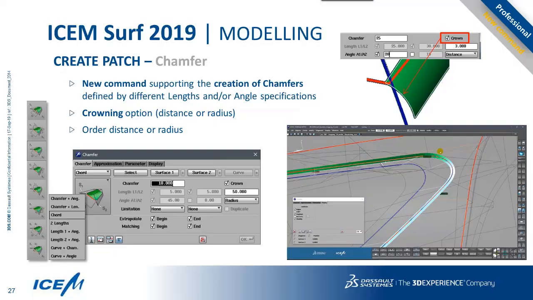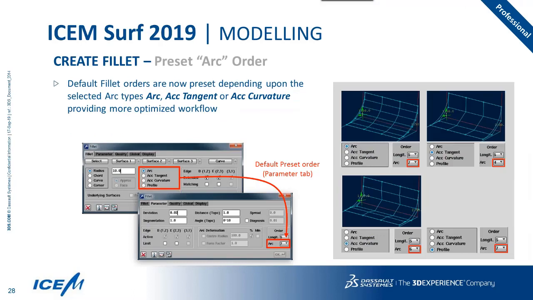Okay, moving on. Now here's one that I think has been a long time coming. When you want to make an arc fillet, it always seemed to default to the wrong order, right? So finally now, depending on the type of fillet you choose, be it arc, tangency, curvature, or profile, we've redefined what the default values are. So finally, whenever you specify an arc fillet, it will automatically be 7. You don't need to change it anymore. So this is a very sensible enhancement, certainly from my point of view.